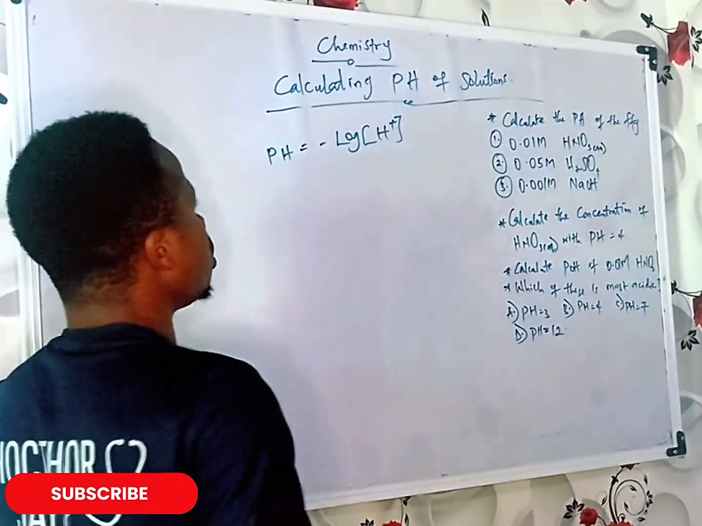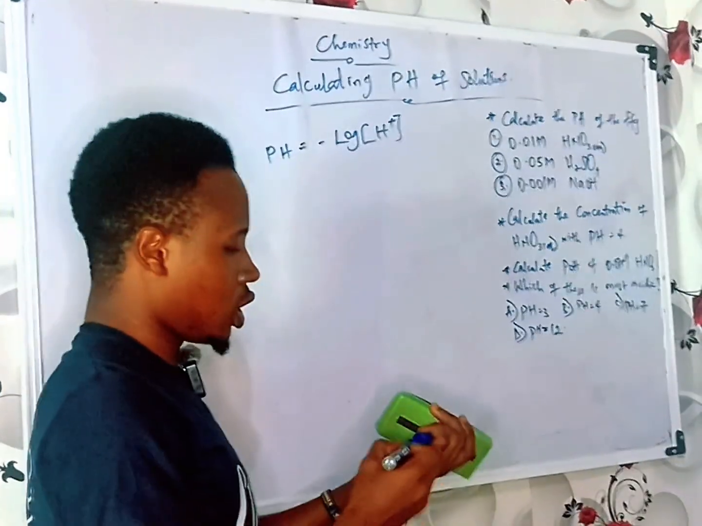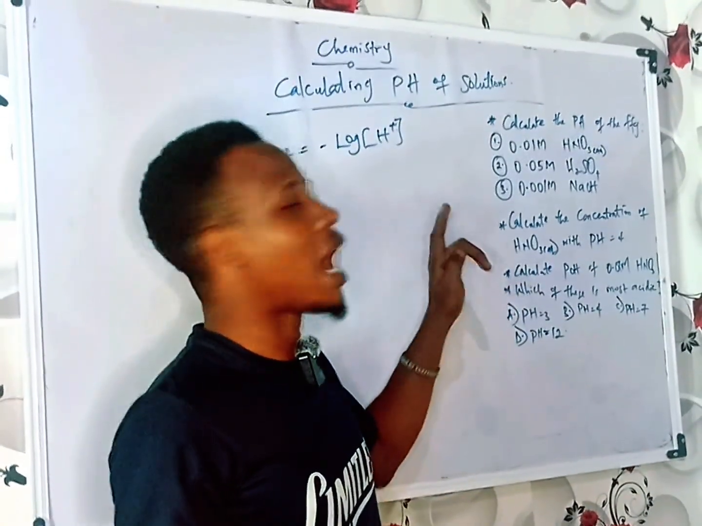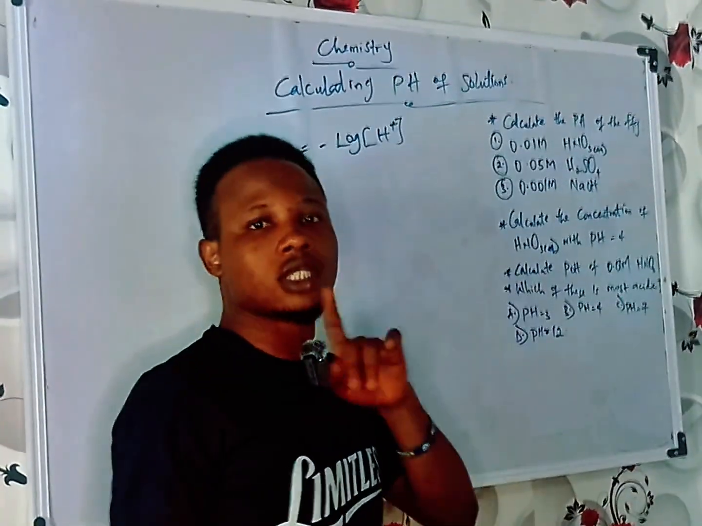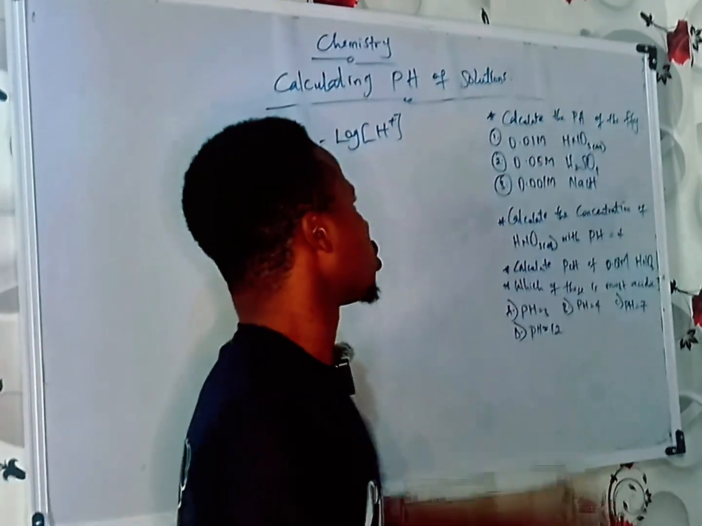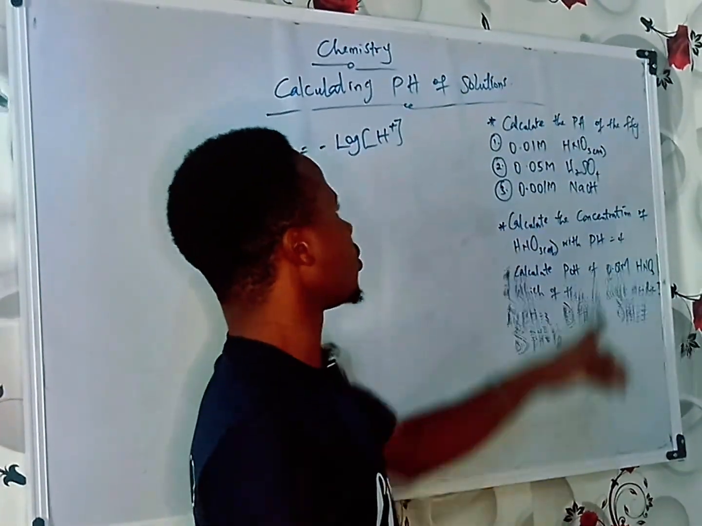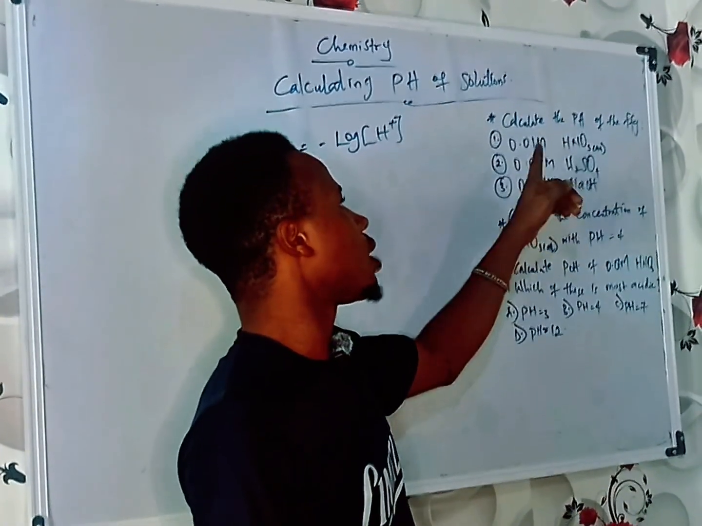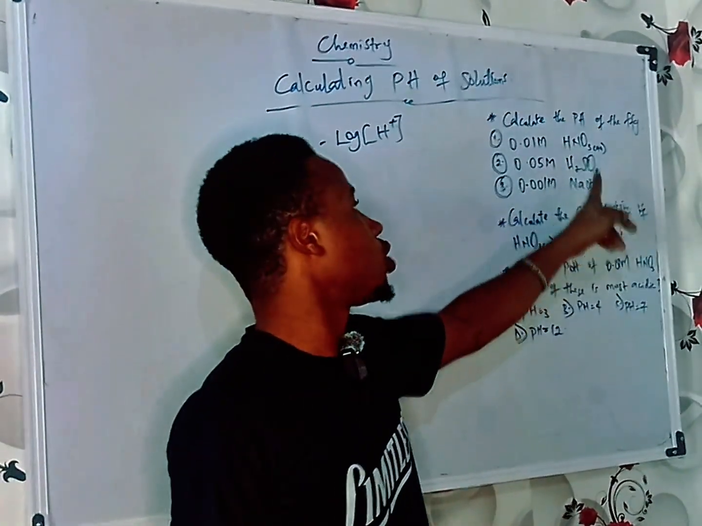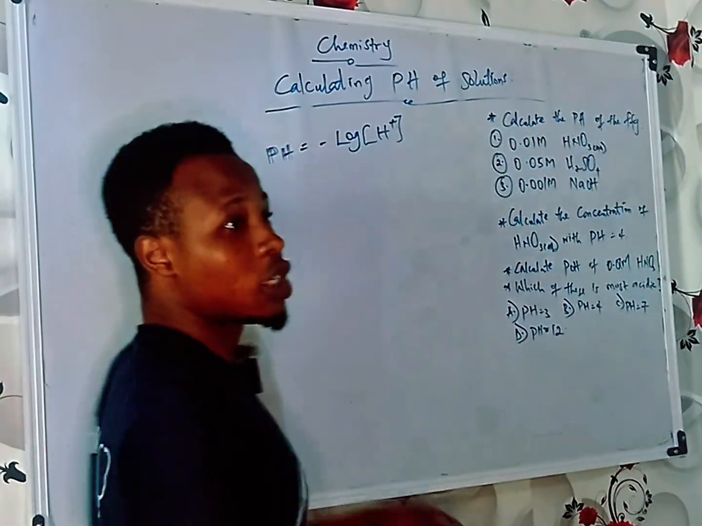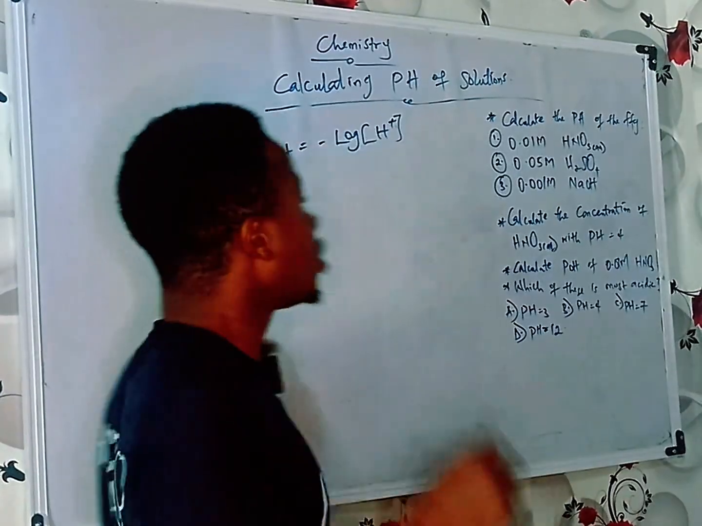Now, what do you do when you have a question on pH? Here are some common questions that you most likely find in your examination. At least one will come out in your 2026 JAMB exam, and you should not miss the question. Here is an example: calculate the pH of the following. Number 1, 0.01 molar concentration of aqueous HNO3. All right, let's start with that. Pay proper attention. Pick your pen and a piece of paper and join me as we do this.